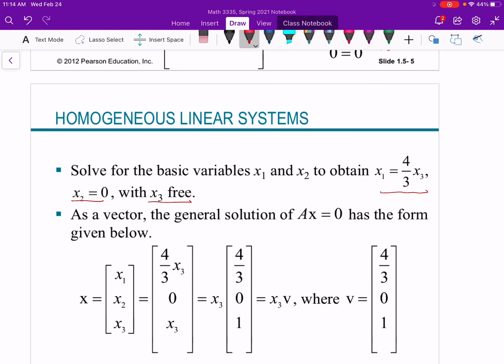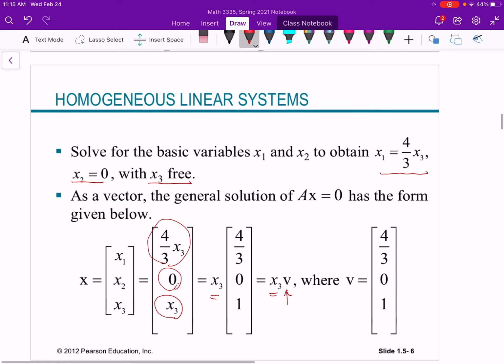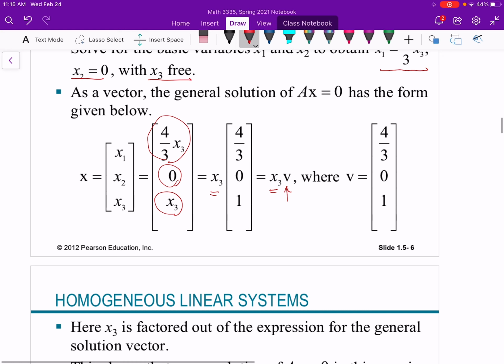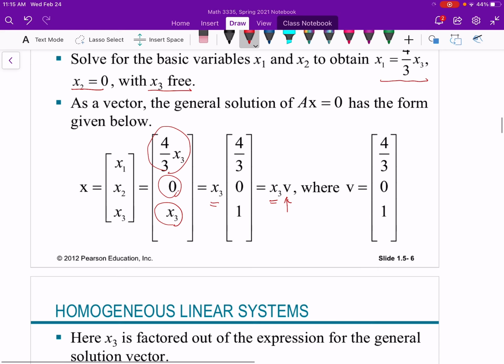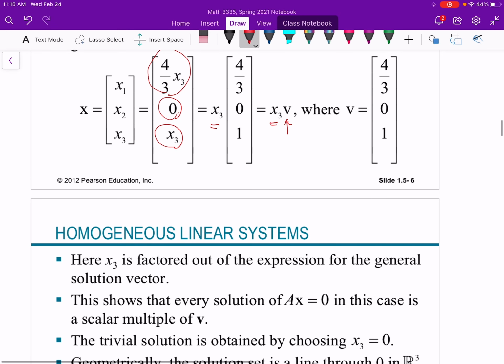Look at the left-hand side. x1 equals 4/3 x3, x2 equals 0. Of course, x3 is a free variable. Now we can just factor out x3, and then we have x3 times the vector (4/3, 0, 1). So x3 is factored out, and it shows that every solution of Ax = 0, in this case, is a scalar multiple of v. This is your v, right there.